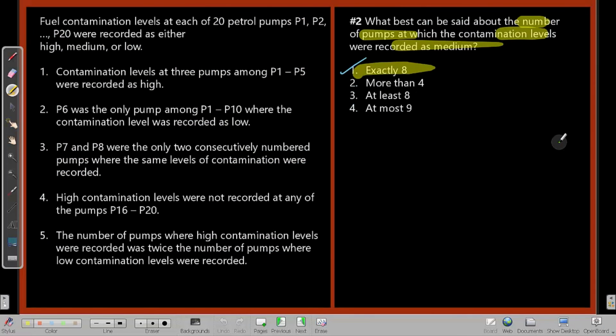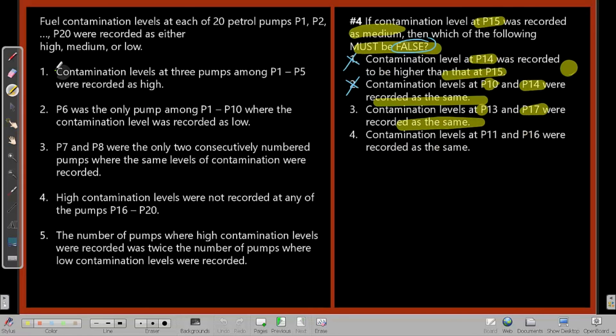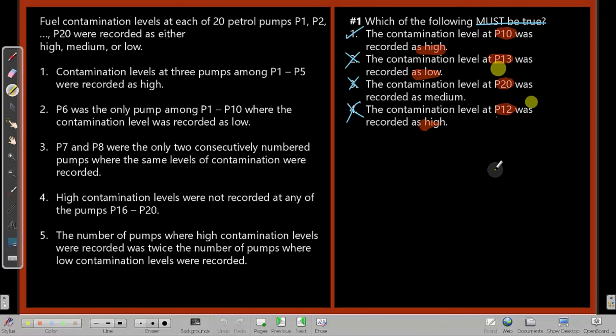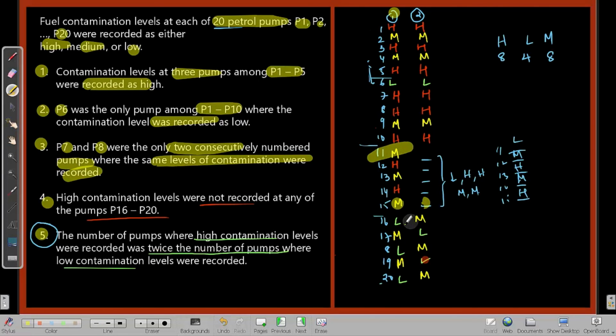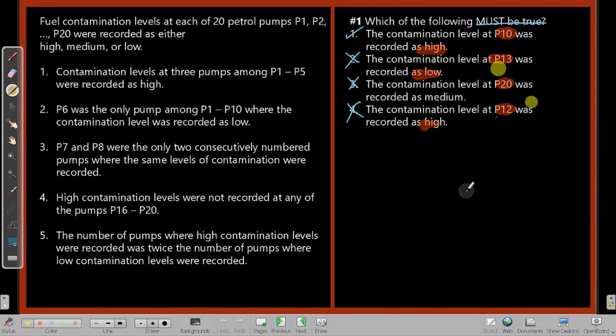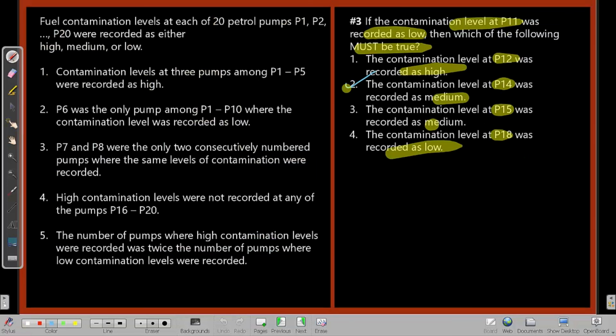So even that is also true, which means the culprit is in the fourth one, which is the contamination level of 11 and 16 is recorded the same. Are 11 and 16 recorded the same? 11 is medium, 16 is low. They are not the same. So therefore, we have an answer in option number 4. And that will be the answer to this question.